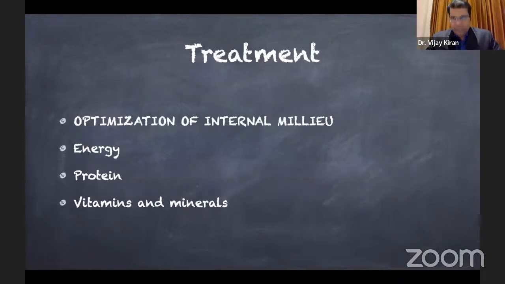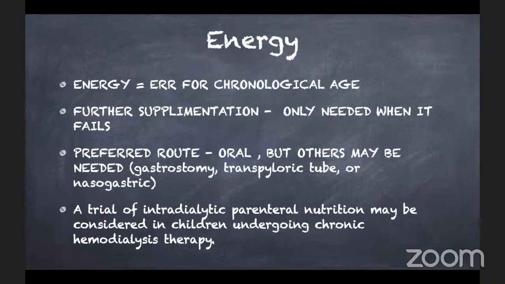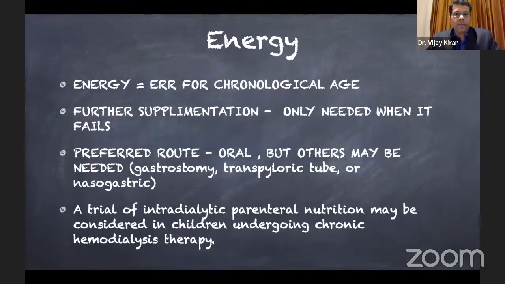So treatment is, as I told you, optimization of the internal milieu. This is the first. The second thing is energy. The third thing is protein. And the fourth thing is the other supportive vitamins and minerals. So when we are defining energy, how much is required to be given, we usually say it in the form of estimated energy requirements. Okay, and further supplementation is only needed when this usually fails.